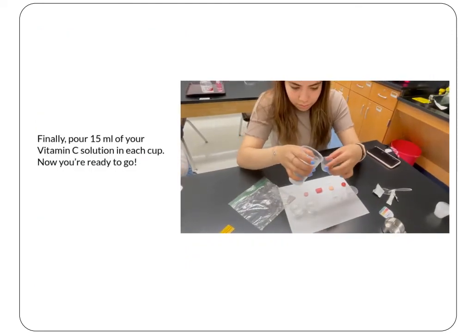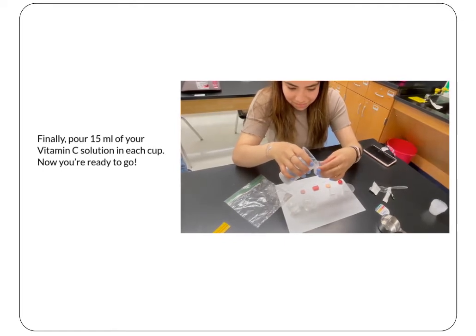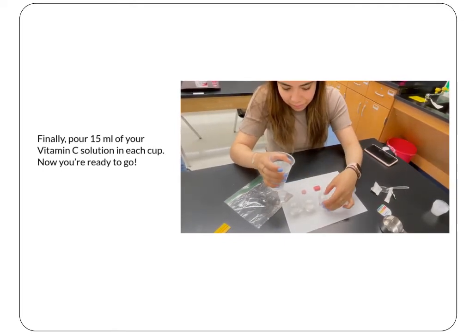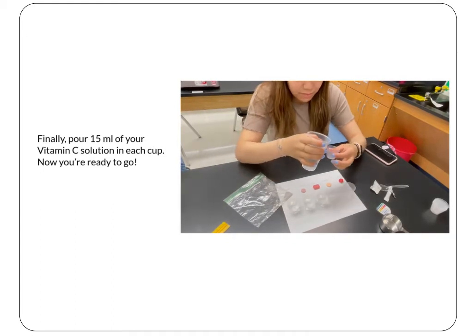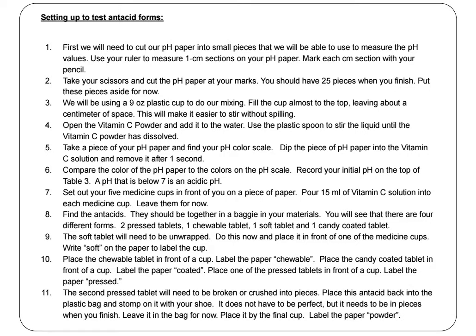Finally, you're going to pour 15 milliliters of your vitamin C solution into each of your medicine cups. Use the measurements on the side of the cup to help make sure each one is equal. Once you've done this, you're all set up to start the experiment. You can pause the video now to follow our setup procedure for this experiment.